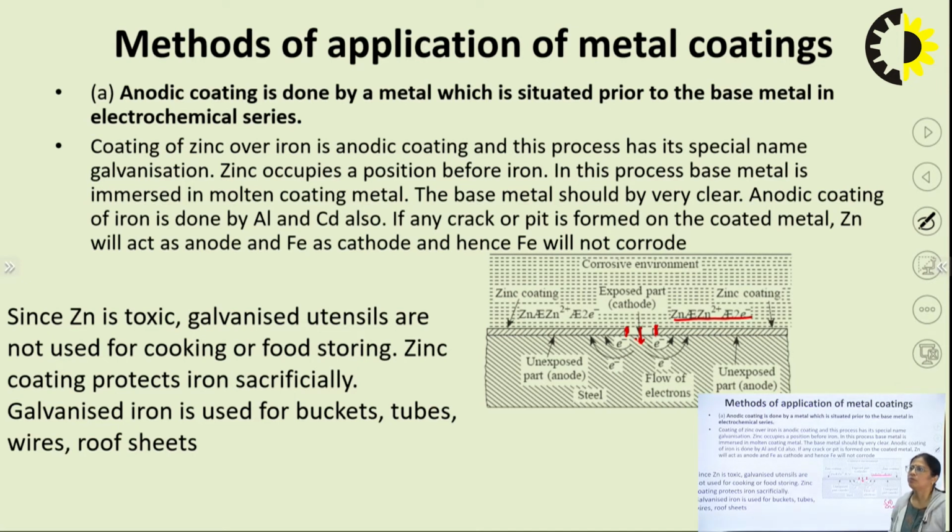But zinc in itself is toxic. So, we cannot use galvanized utensils for cooking and other purposes. But here, zinc is being sacrificed for the protection of iron. Therefore, galvanized iron is used for buckets, tubes, or roof sheets.